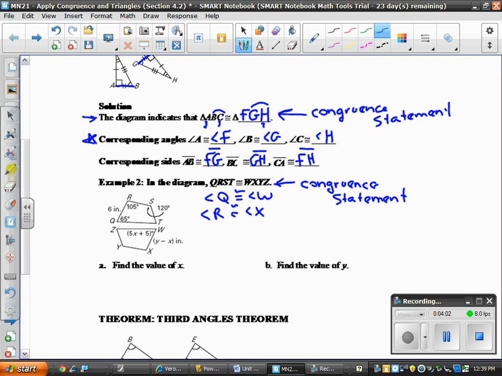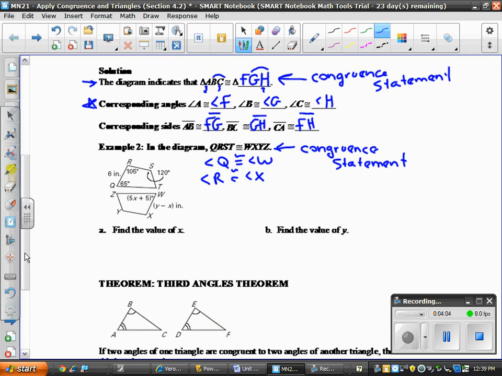So down here, it's asking us to find the value of x. Now, they're not saying angle x. What they're asking for is the variable x. So really, if you look, here's where that variable x is all kind of by itself, 5x plus 5. That represents angle W. What we need to do is figure out what angle is congruent to angle W.